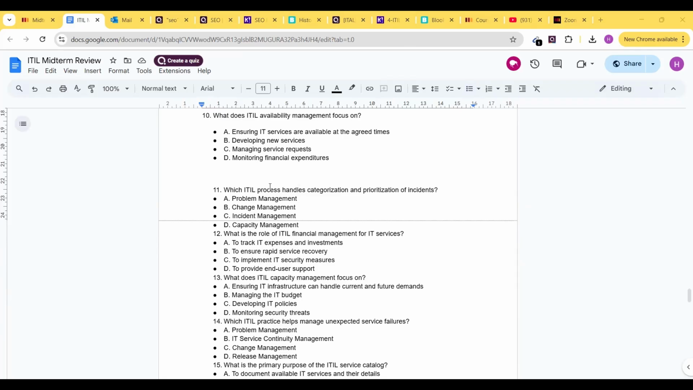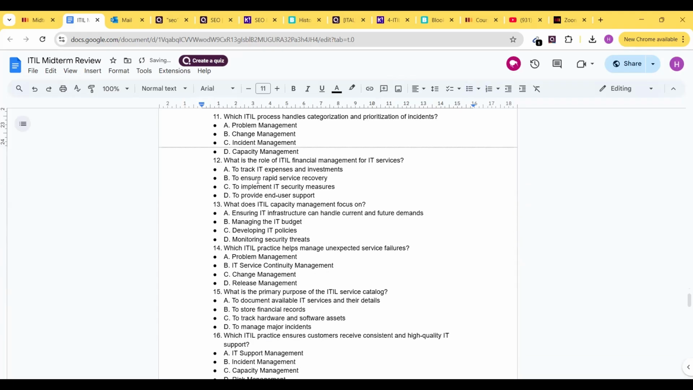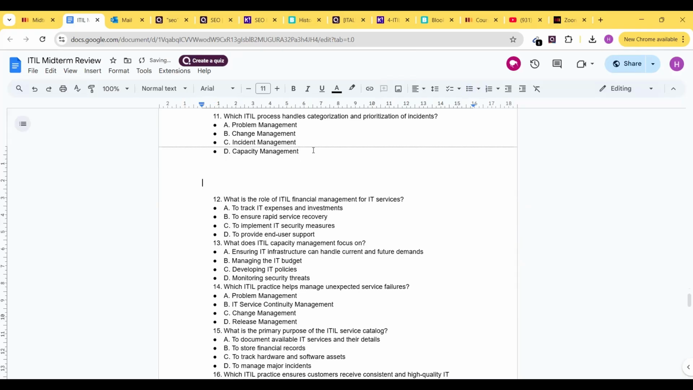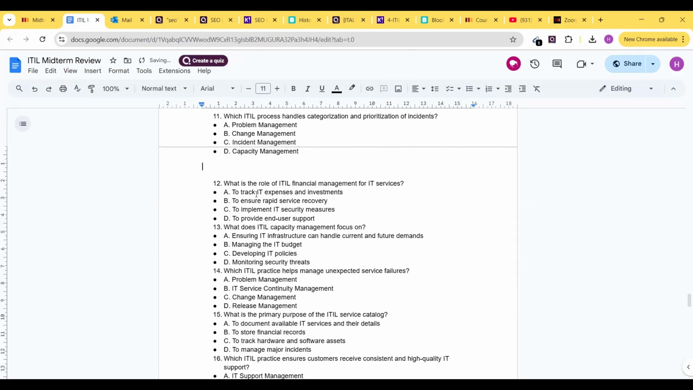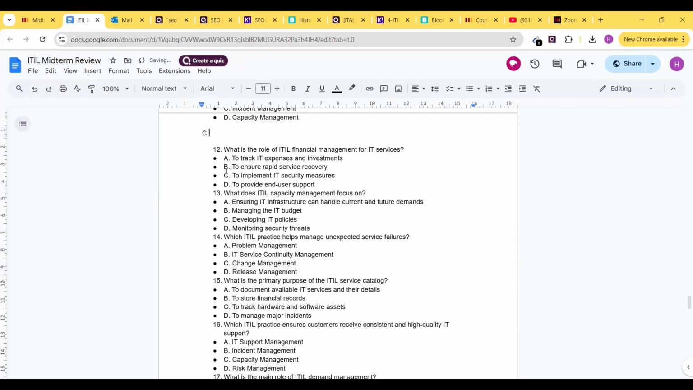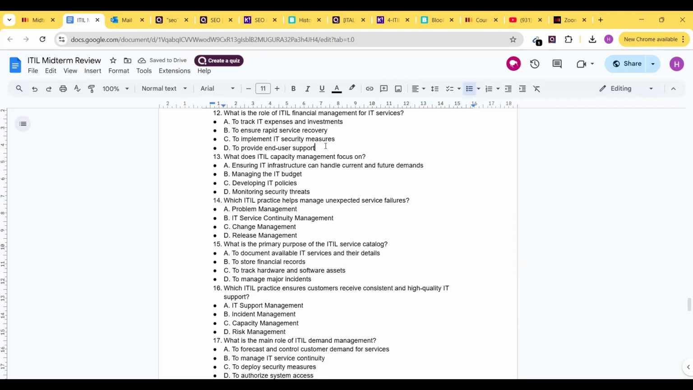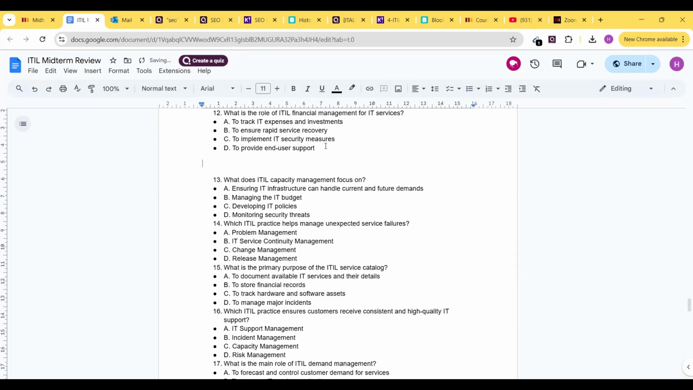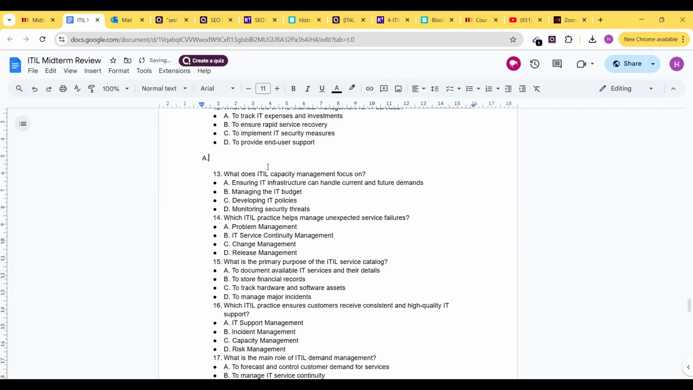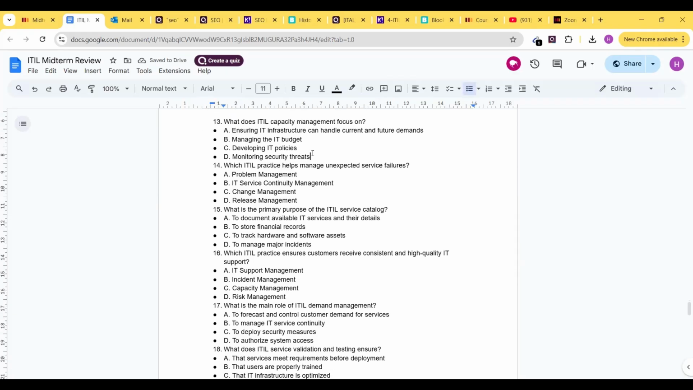Yes, A is correct. Ensuring IT services available at the agreed upon times. Yes. And then which ITIL process handles categorization and prioritization of incidents? C is correct. Yes. What is the role of ITIL financial management for IT services? Yeah, to track IT expenses and investments. Good job. So what does ITIL capacity management focus on?